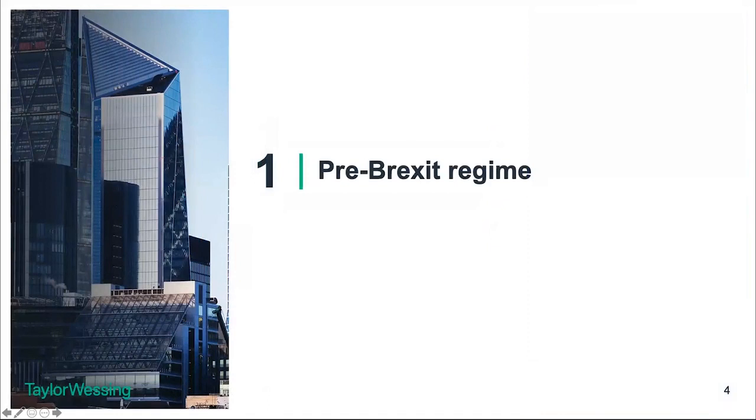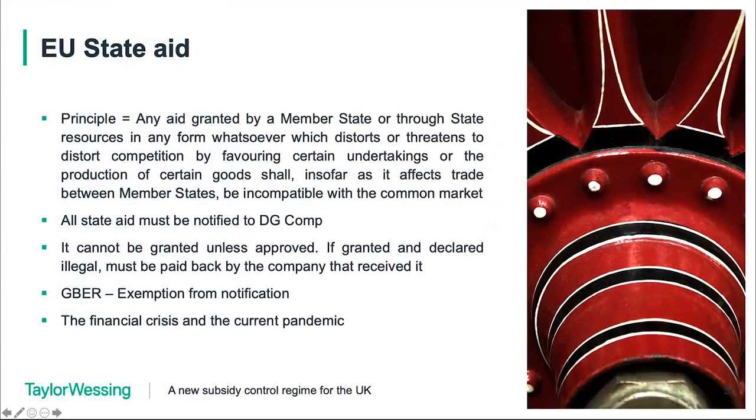Let me start then with the situation before Brexit. Many of you will be familiar with the state aid rules in Europe. And those are based on one key principle, which is any aid granted by a member state or through state resources in any form whatsoever, which distorts or threatens to distort competition by favoring certain undertakings or the production of certain goods shall, insofar as it affects trade between member states, be incompatible with the common market.